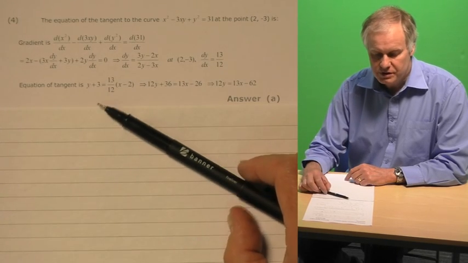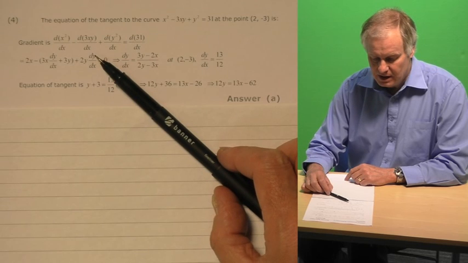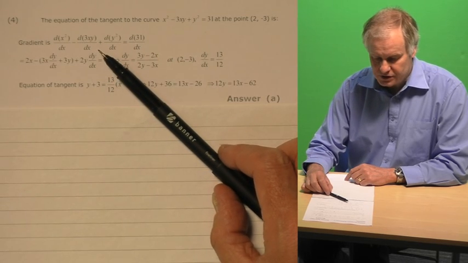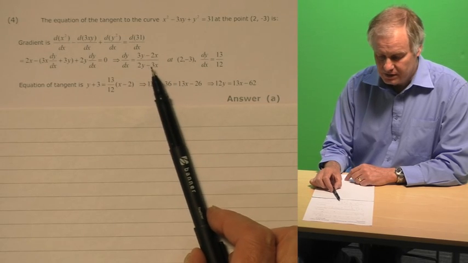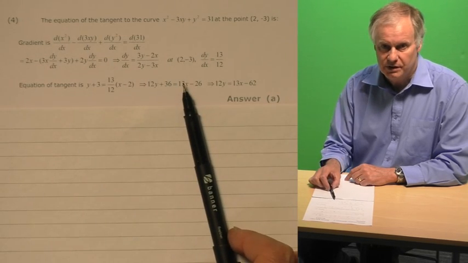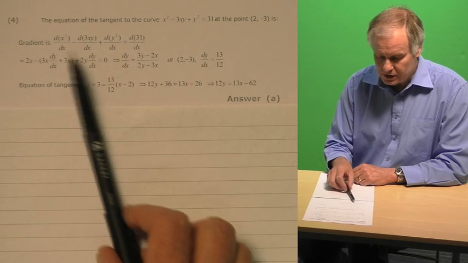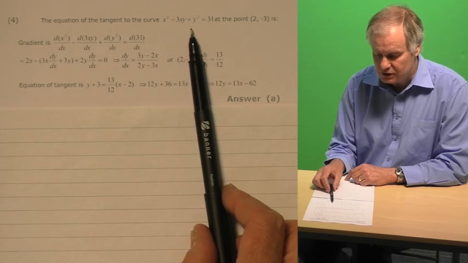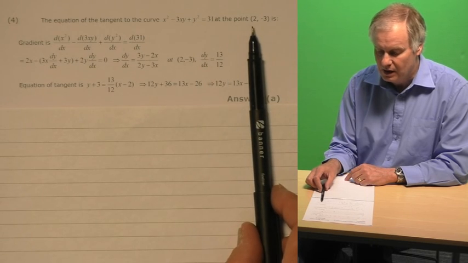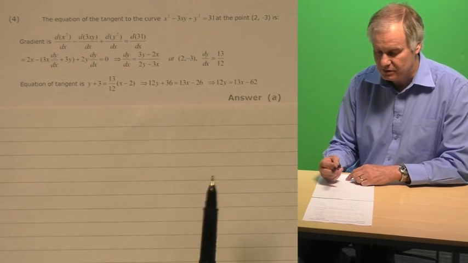This is the solution to specimen paper, section 8, question 4. This time I'm going to talk through the written solution that you get on Moodle. So the question is to find the equation of the tangent to the curve x squared minus 2xy plus y squared is 31, and we want the tangent at a particular point when x is 2 and y is minus 3.